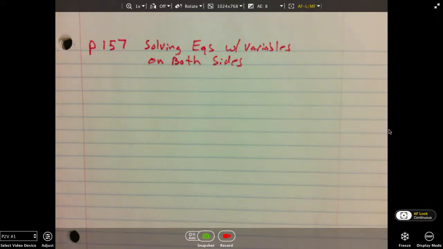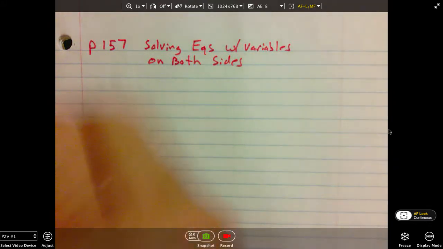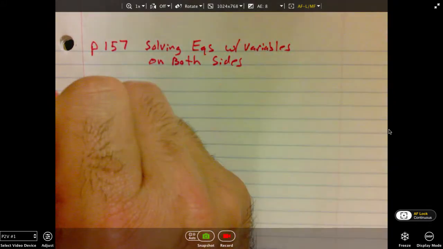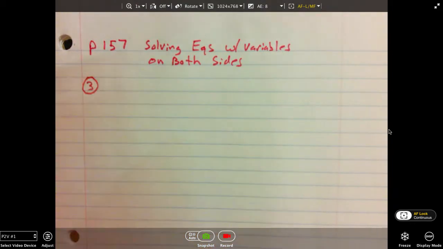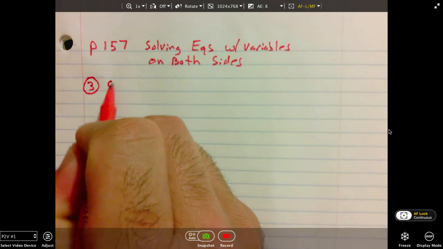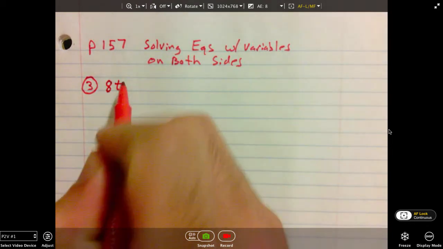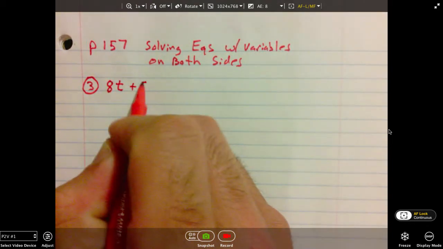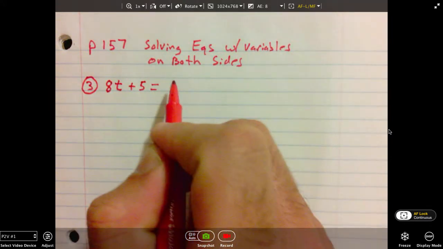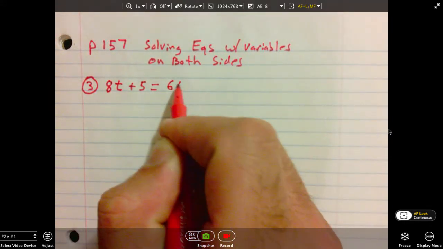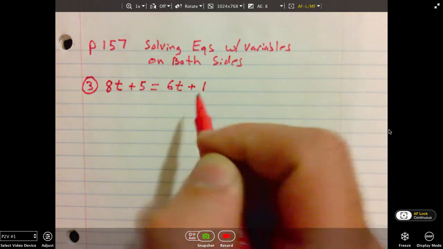We'll be looking at page 157. 157 deals with solving equations with variables on both sides. Begin by copying down problem number 3. It says 8t plus 5 equals 6t plus 1.